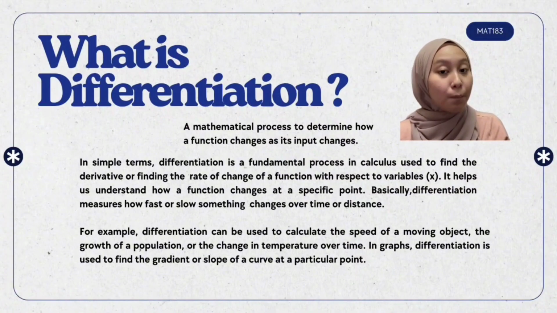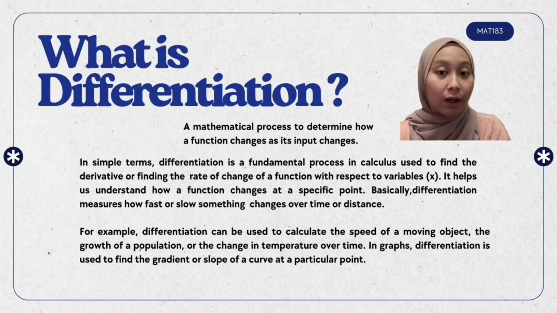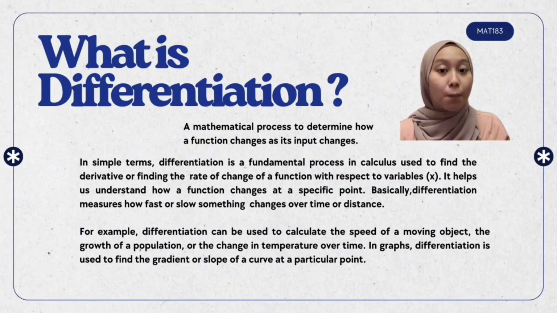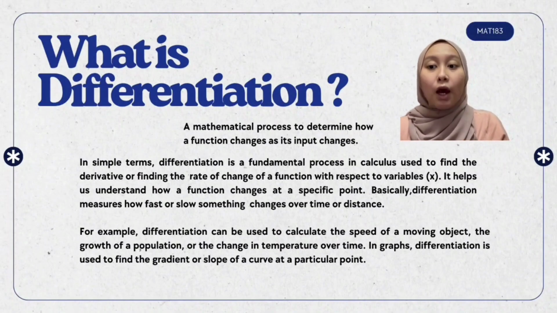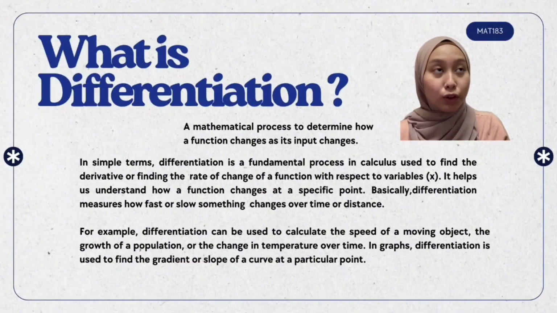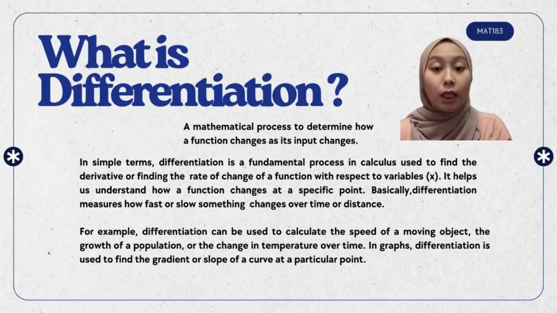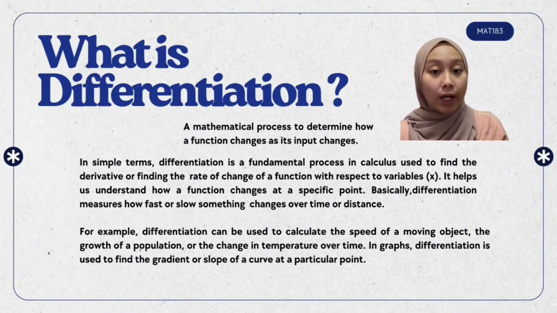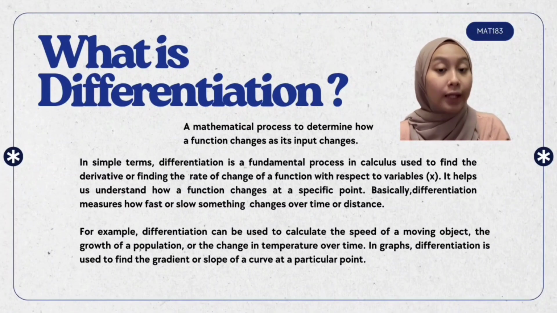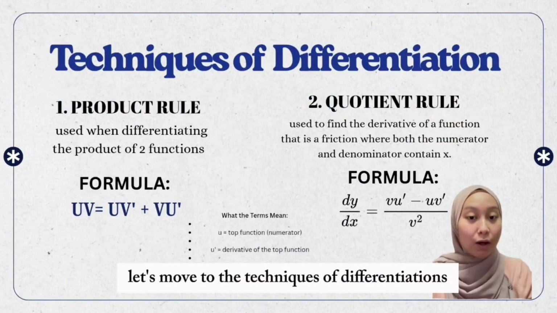In simple terms, differentiation can be classified as a fundamental process in calculus used to find the derivative, or finding the rate of change of a function with respect to variables. It helps us understand how a function changes at a specific point. Basically, differentiation measures how fast or slow something changes over distance or time. For example, differentiation can be used to calculate the speed of a moving object, or the growth of a population. On the other hand, in a graph, differentiation is used to find the gradient or slope of a curve at a particular point. Let's move to the techniques of differentiation.